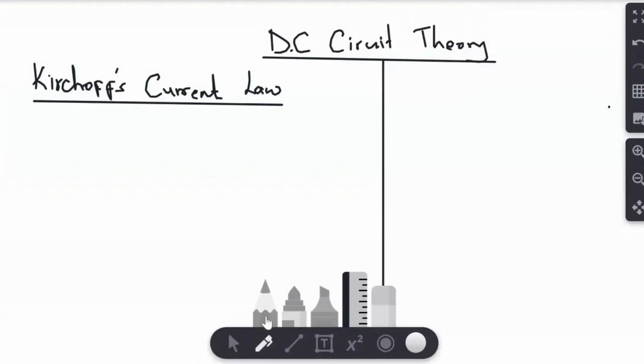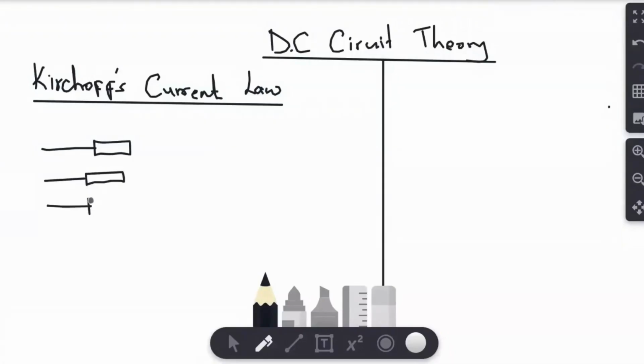So the Kirchoff's laws are laws that are used to determine the current and voltage drops in DC networks. They are normally two: we have the Kirchoff's current law and the Kirchoff's voltage law. But in this session, we are concentrating on the Kirchoff's current law.